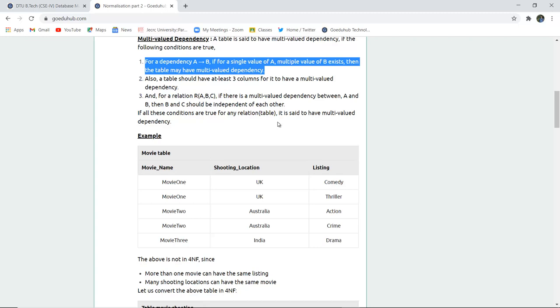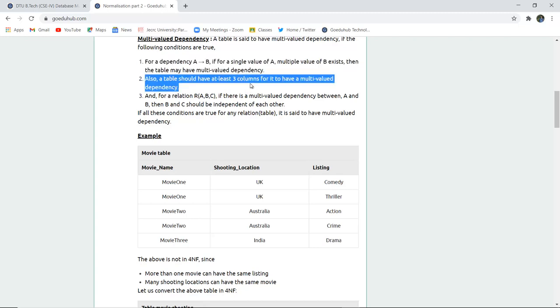That means if one single value of A reflects several values of B in attributes or columns, then the table has a multi-valued dependency on column A. Also, a table should have at least three columns for it to have a multi-valued dependency. The more columns there are, the greater the chances that a multi-valued dependency could exist.